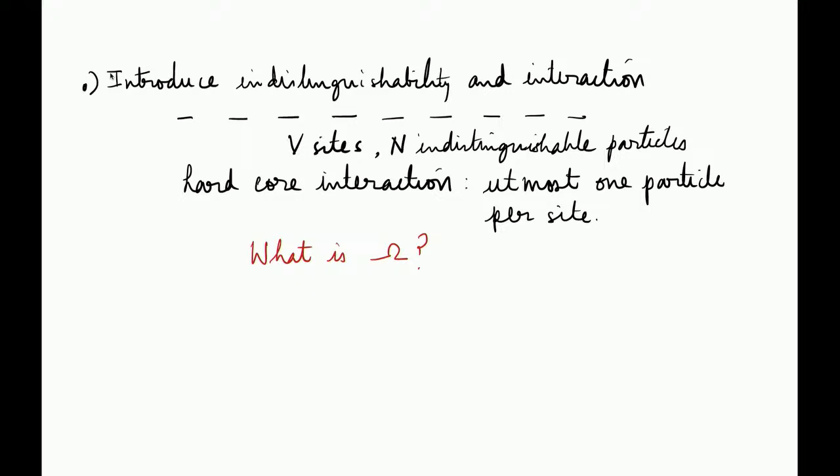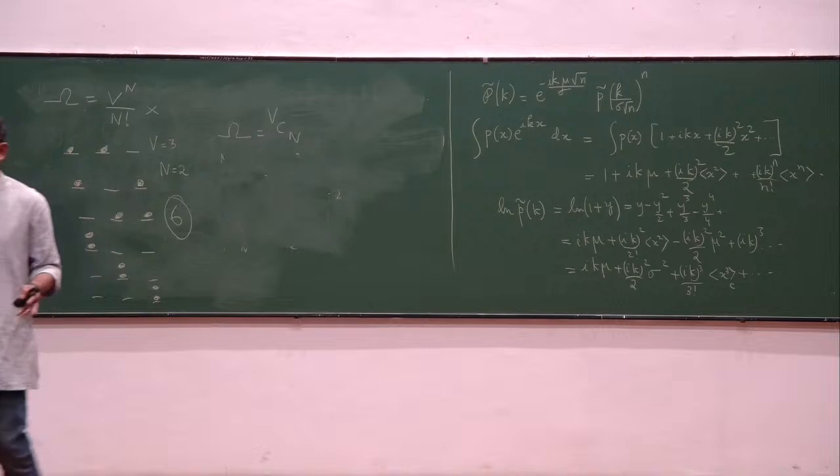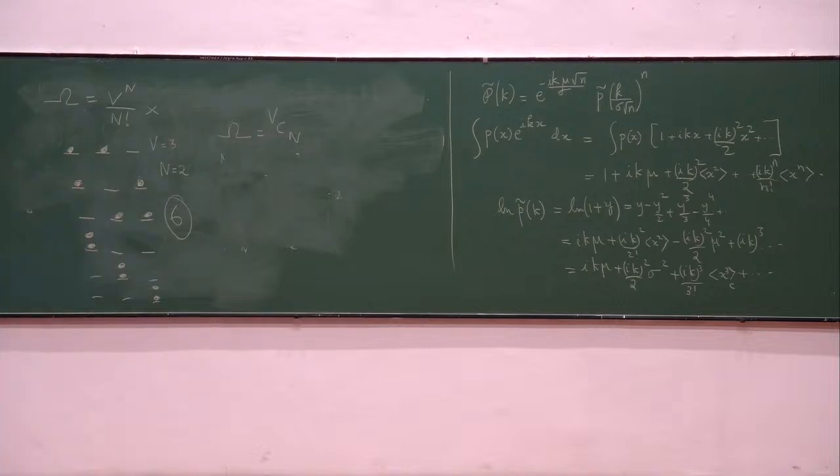What is omega now? VCN. So he has given the answer as VCN. Does everybody agree with that? It just says choose n sites from the V. Then there is only one way of putting them. The particles are not distinguishable from each other. They will not overlap, and that is the answer.